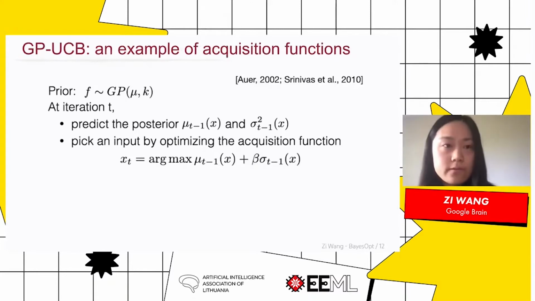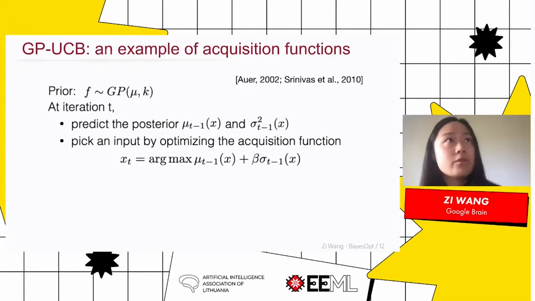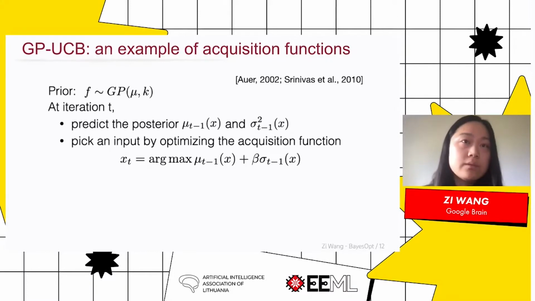The first example I would like to give is GP-UCB. It stands for Gaussian Process Upper Confidence Bound. To me, it's a very interesting approach that makes a lot of sense. Here's how it works. We assume we have a prior, which is the Gaussian process. At each iteration, we predict the posterior. Once we get the posterior, we pick an input by optimizing the upper confidence bound. The upper confidence bound is defined by a combination of the mean function and the standard deviation prediction, both of which come from the posterior.